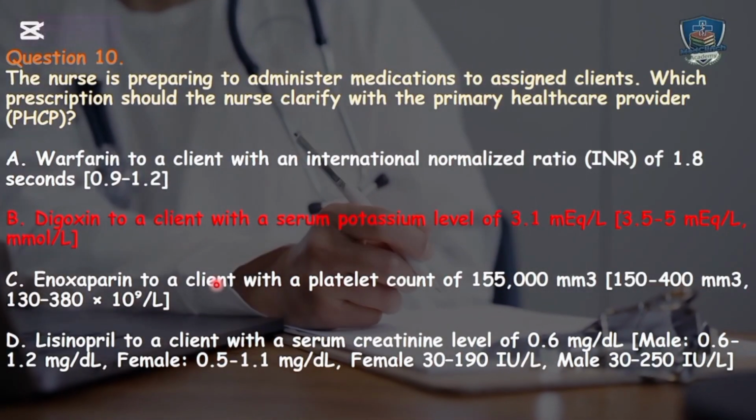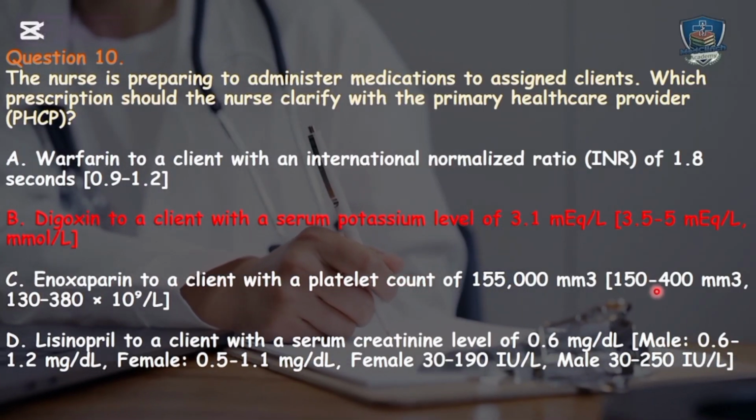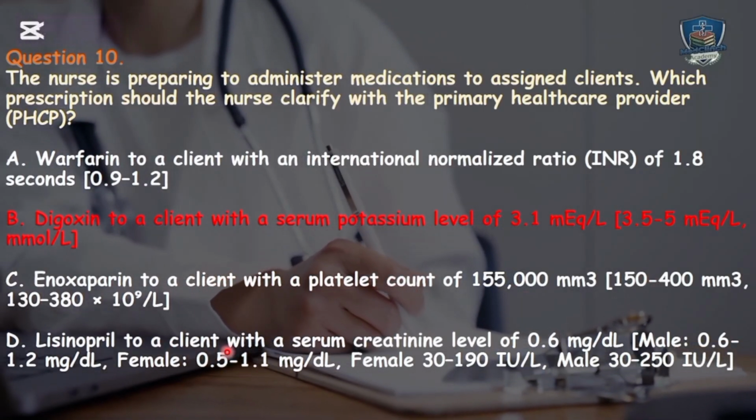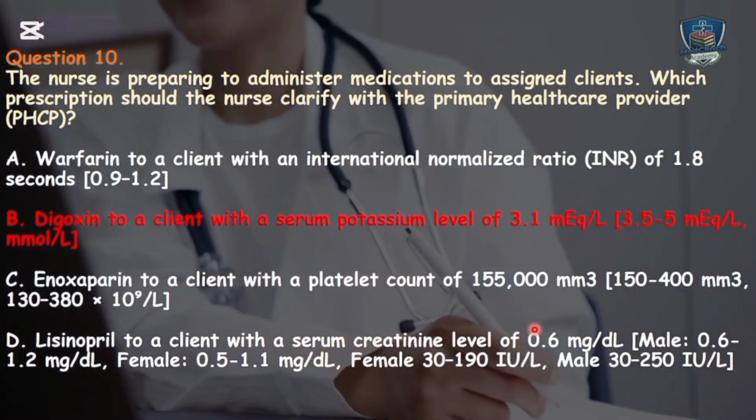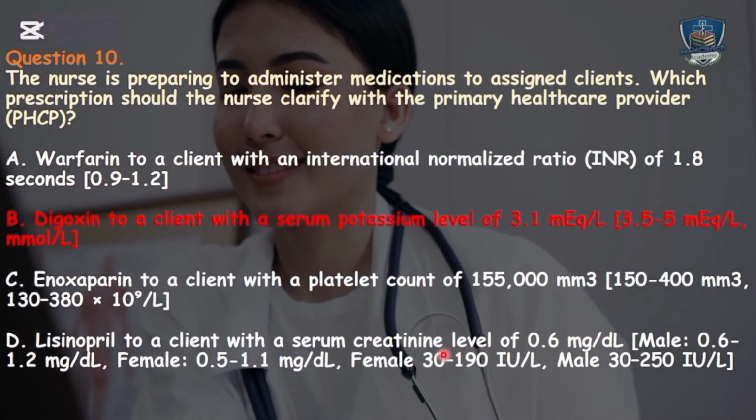Choice C, enoxaparin to a client with a platelet count of 155. The value is within the normal range, so there's nothing wrong. Lisinopril to a client with a serum creatinine of 0.6. The level is still within the normal range, so there's nothing wrong with choice D.